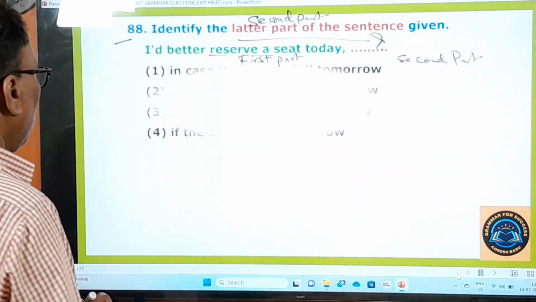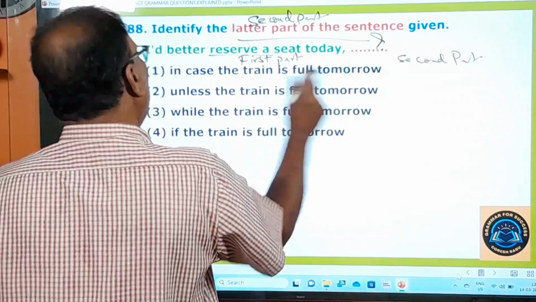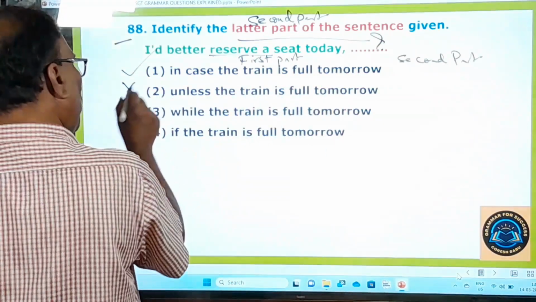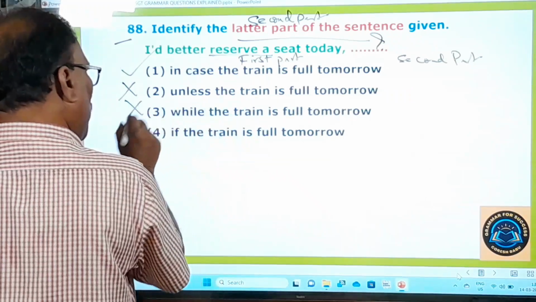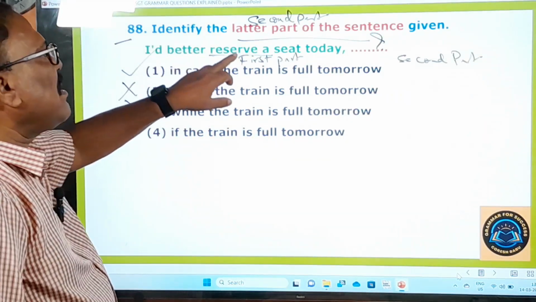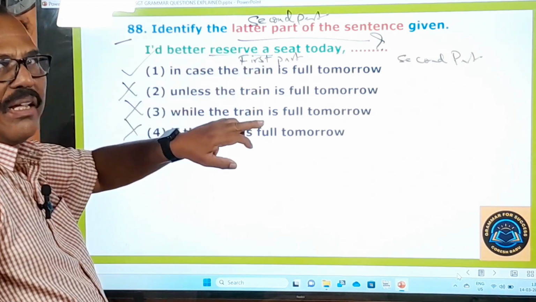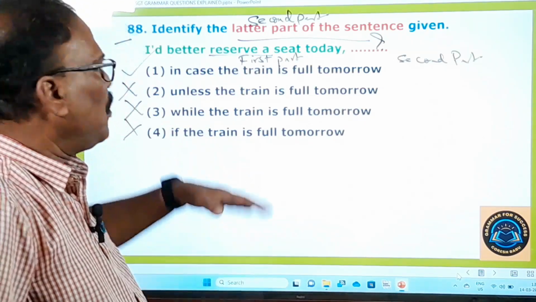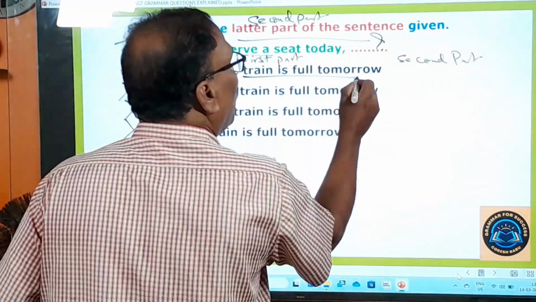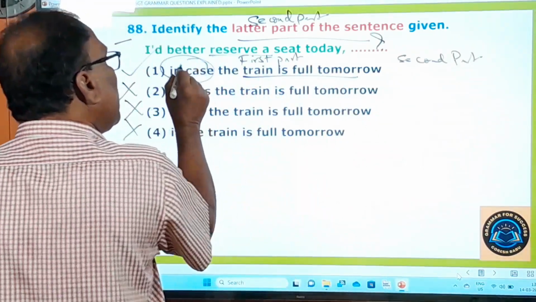What are the options given here? In case the train is full tomorrow, the very first one is the right one, right? Unless the train is full tomorrow, no. While the train is full tomorrow, no. If the train is full tomorrow, no. So here, I had better reserve a seat today. It is better on my part to reserve a seat today in case the train is full tomorrow. This in case is there.